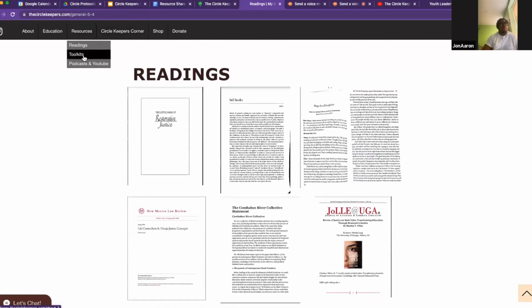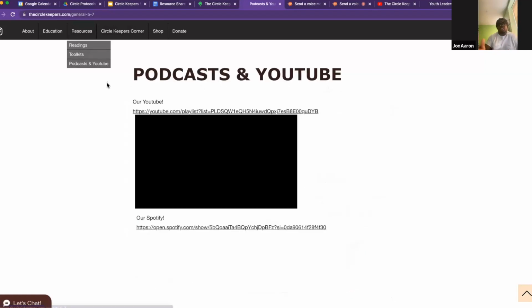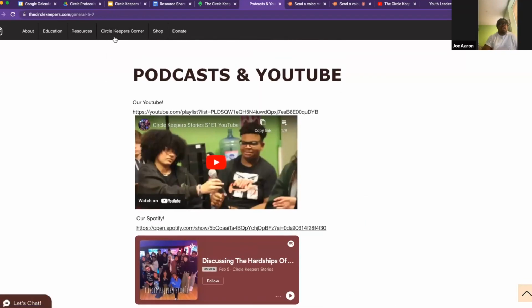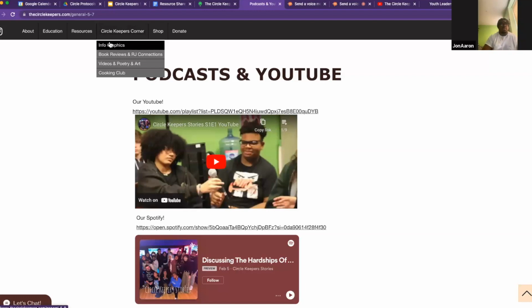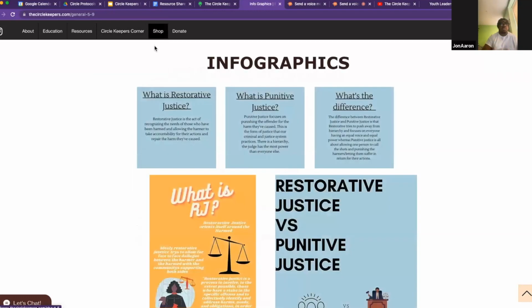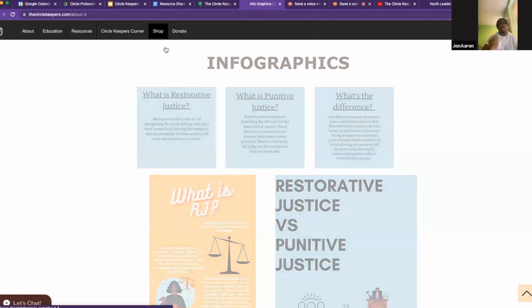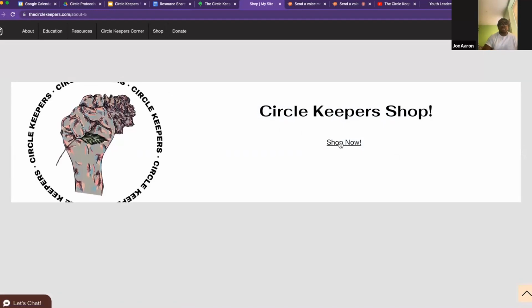It talks about some educational material in terms of restorative justice. It also has a shop where we are selling merchandise that you can check out.